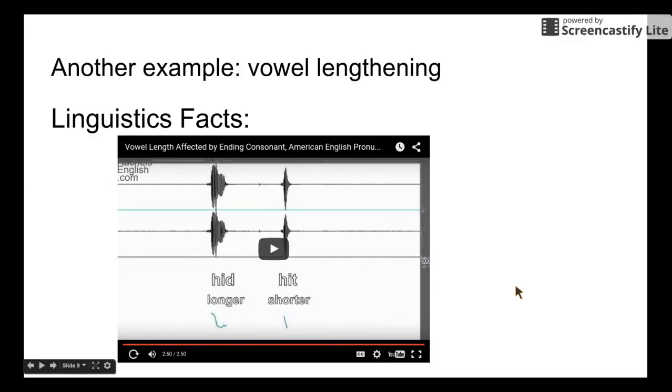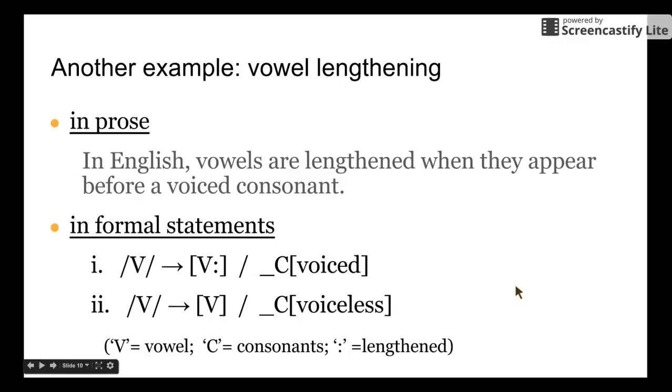Okay, let's see the generalization. So in English, vowels are lengthened when they appear before a voiced consonant, right? As shown in the video. So actually, we can describe the alternation using formal statements, using formal rules as well. So remember that these two dots mean lengthening.